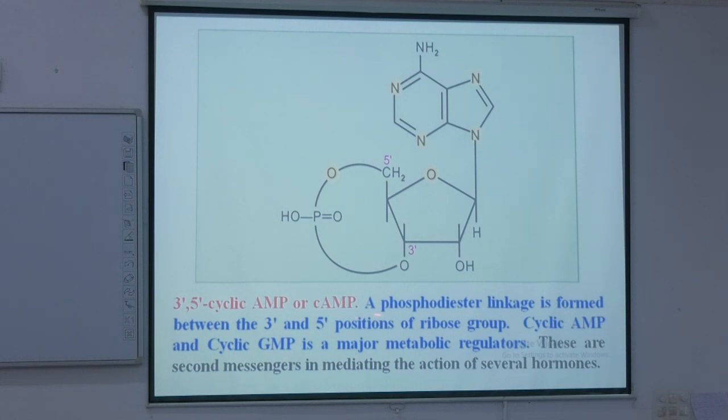So what kind of bond? That is a phosphodiester linkage formed between the 3' and 5' position of ribose sugar. Like that, cyclic AMP or cyclic GMP can both be produced. What is the important function? They can act as a second messenger. Like here, calcium ion is also a second messenger for the metabolic action of hormone.